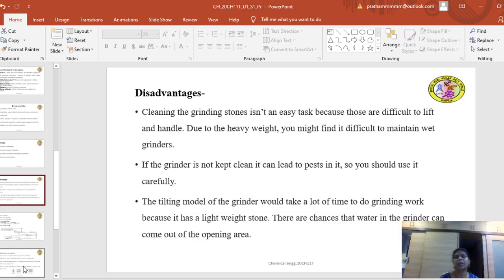And the tilting model, the grinder tilting model, would take a lot of time to do the grinding work because it has got a lightweight stone.